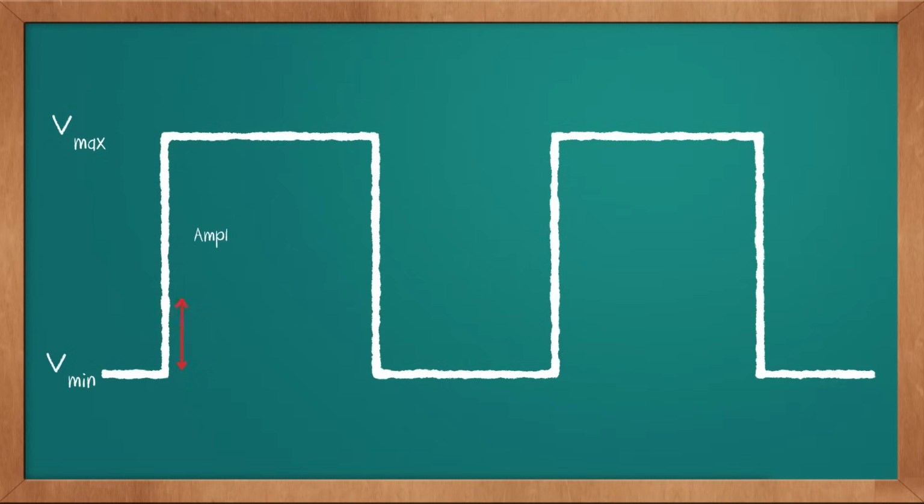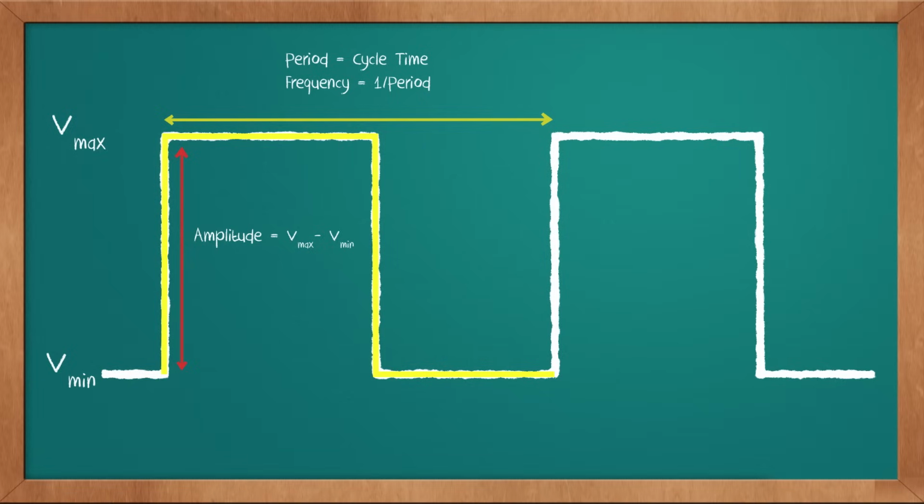The space between them is called amplitude. A cycle is the interval of the wave where you can find one full repetition. The time a cycle takes to finish is called period, and the frequency is 1 over period, which gives you how many cycles are in a time unit, usually a second.